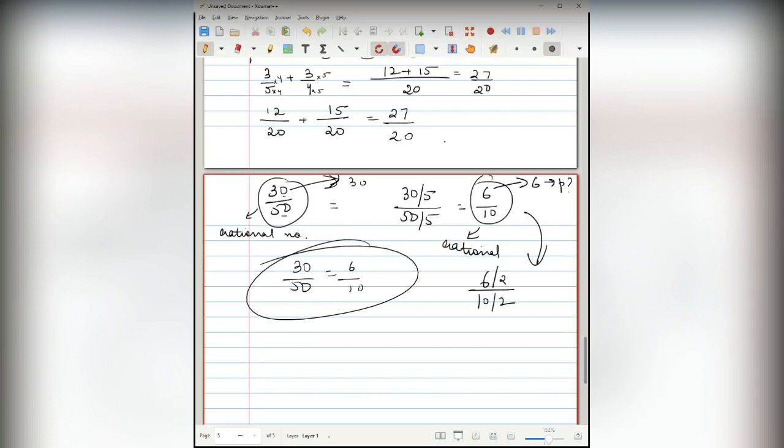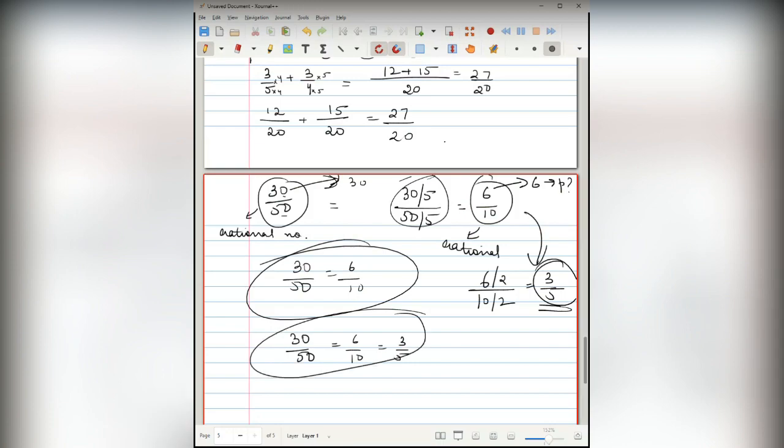See, again the same operation on both sides. So this becomes 3 by 5. Now this is in the least form. Whatever operations I did, it doesn't matter: 30 by 50 is equal to 6 by 10, which is equal to 3 by 5. Correct.